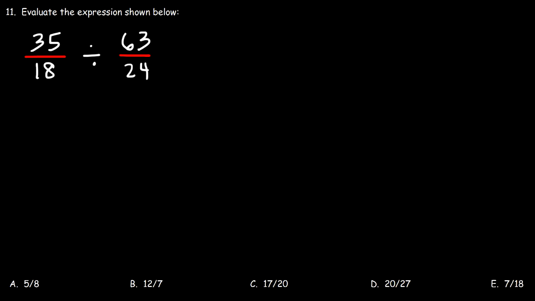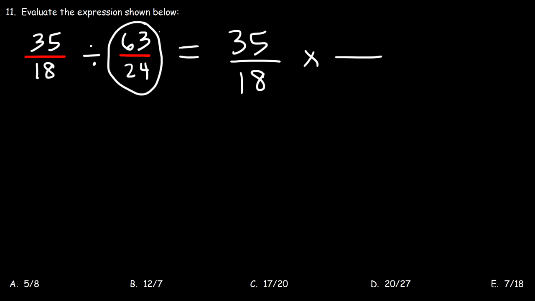11. Evaluate the expression shown below. So how can we divide two fractions? Perhaps you heard of an expression called keep, change, flip. And what it tells us is that we need to keep the first fraction the same. So let's rewrite it as 35 over 18. And then we need to change division to multiplication. And finally, we need to flip the second fraction. So it's going to be 24 over 63.